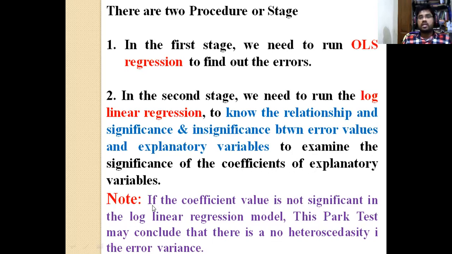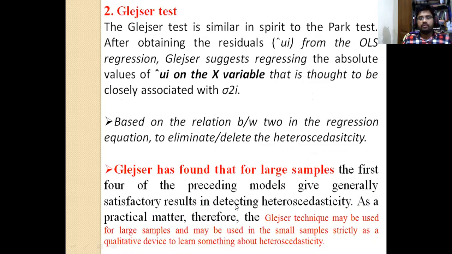So to examine the coefficient of the explanatory variables, if the coefficient value is not significant in the log linear regression model, the Park test may conclude that there is no heteroscedasticity. Have you understood, dear students? Yes, sir. Then we will go with the Glejser test.